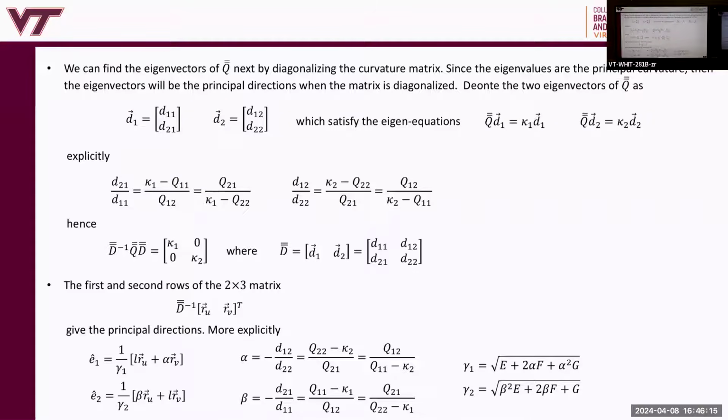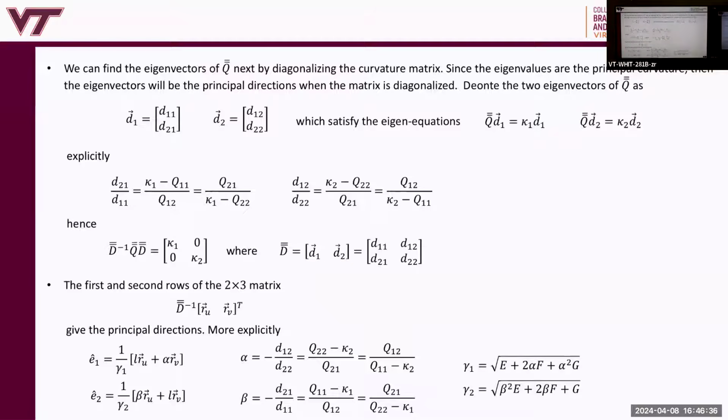So doing that, we end up diagonalizing the matrix, and the diagonal contains the eigenvalues now, and by using this matrix D. So D inverse QD. Standard linear algebra way to diagonalize a matrix. All right, and D here is the matrix made by juxtaposing the two eigenvectors as column vectors.